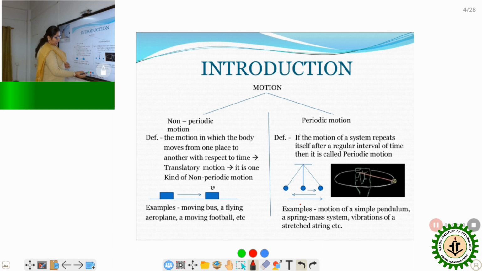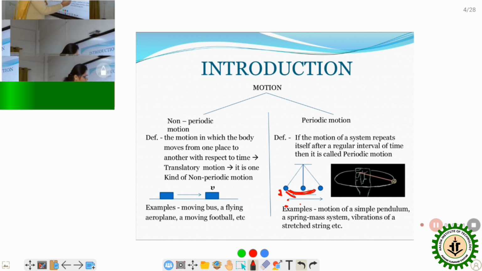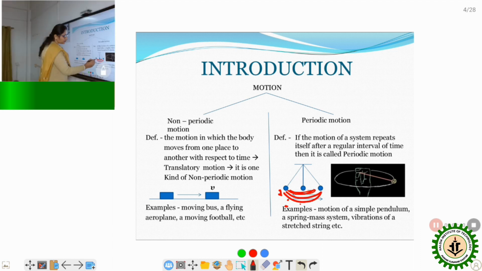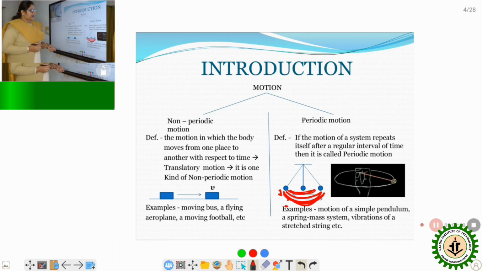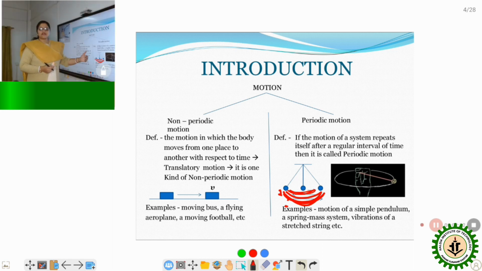When we disturb this pendulum from its rest position, it will move like this. Suppose we displace the pendulum to position 1. When we release it, it will go in this direction and again come back to position 1. And again it goes to this position and again comes back to position 1. That means it repeats its positions after a certain interval of time.